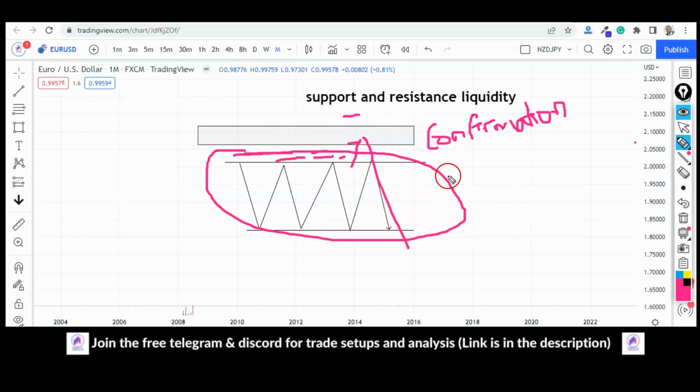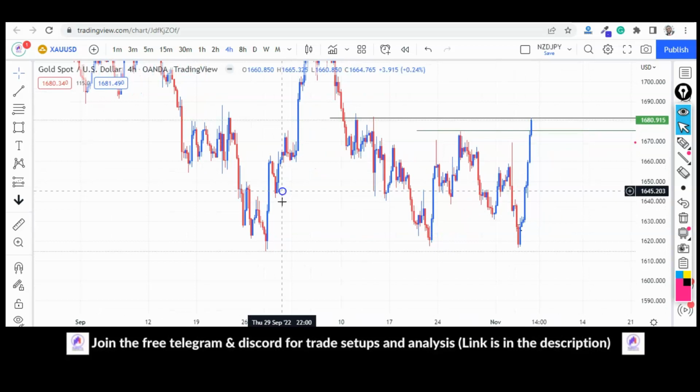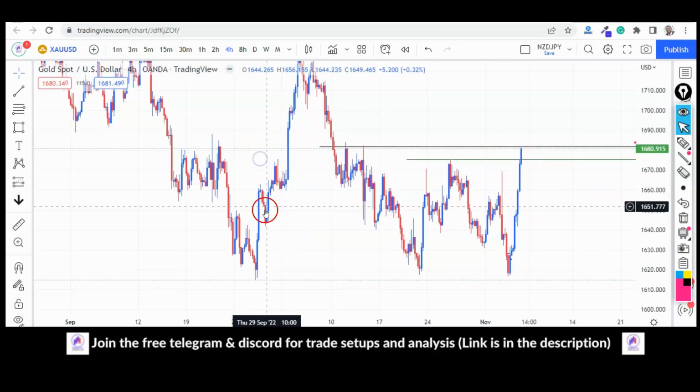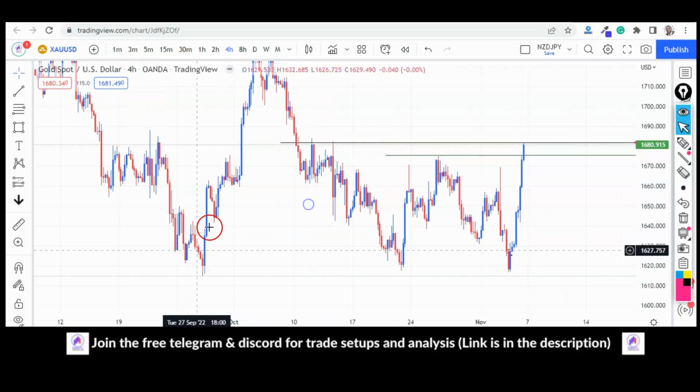So this is what I want to show you today. Let's look at the chart and see how we would have traded support and resistance. This is gold in the 4-hour time frame. Okay, prior to this, you can see this level here.